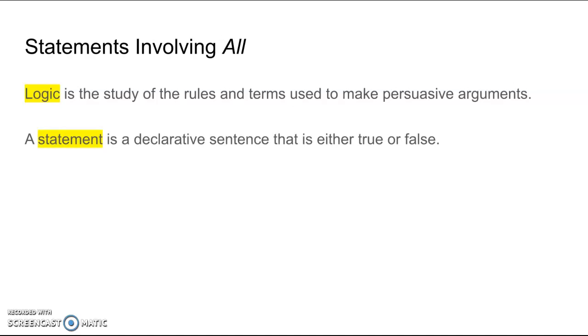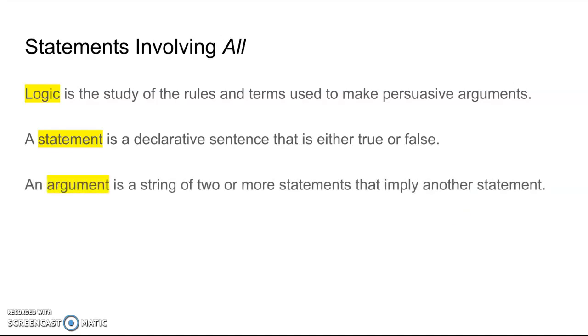When you're making those arguments, you make statements, and a statement is a declarative sentence that is either true or false. Now, just because you're making a statement does not mean it's necessarily true or false, and sometimes people will say something that they know is false because they're trying to get you to think something. An argument, then, is a string of two or more statements that imply another statement.